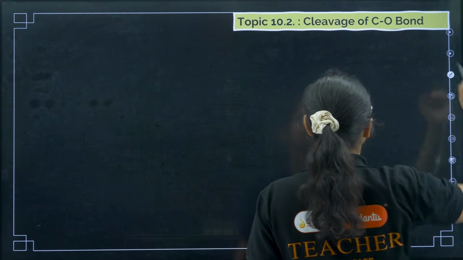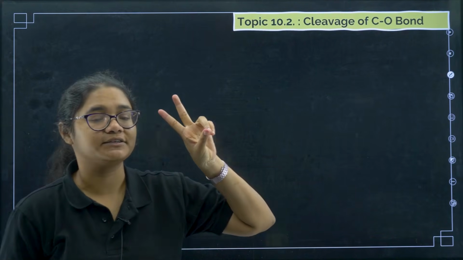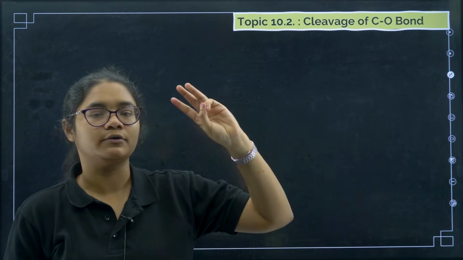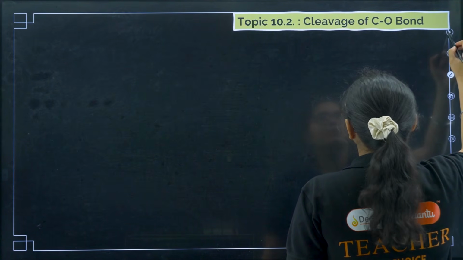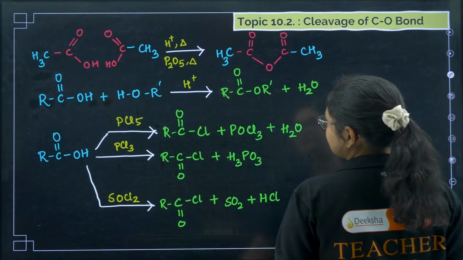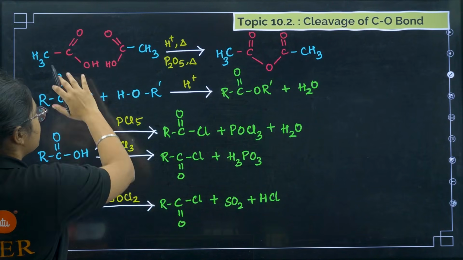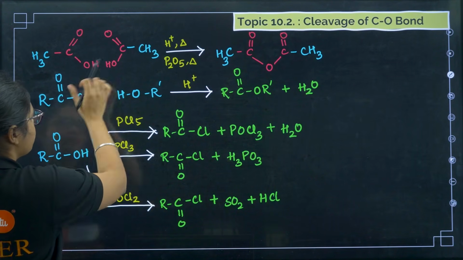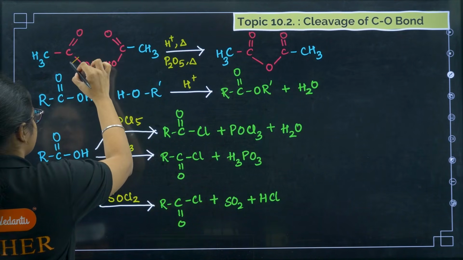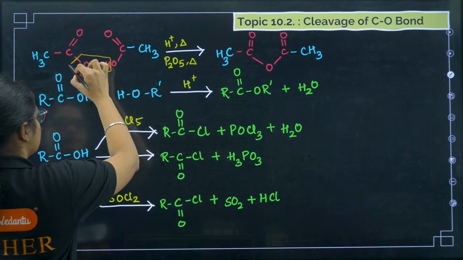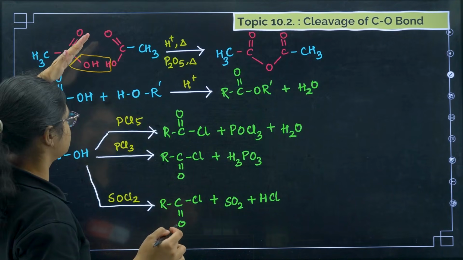Next, we have the cleavage of the C-O bond. There are four reactions we have discussed: esterification and anhydride formation, PCl3 and PCl5 with SOCl2, and ammonia. First we will see this one. How is this bond breaking? That is the thing you should see. When there is anhydride formation, from one of the carboxylic acids this bond will break, and H2O will be removed. From here the O-H bond is breaking, but from here this bond is breaking. So we are talking about those reactions where this bond will break.